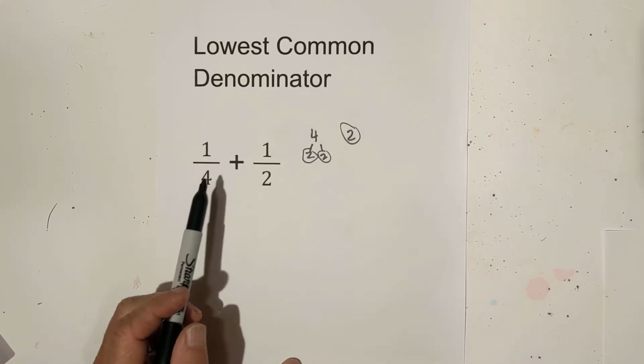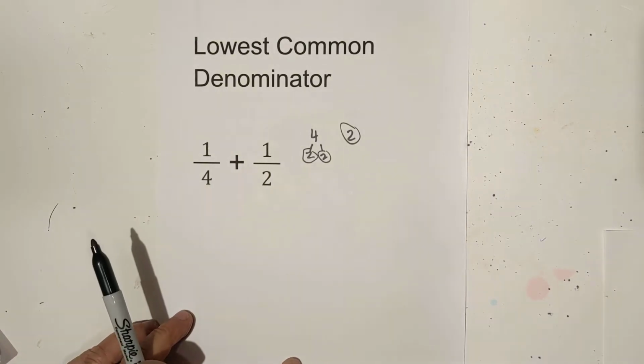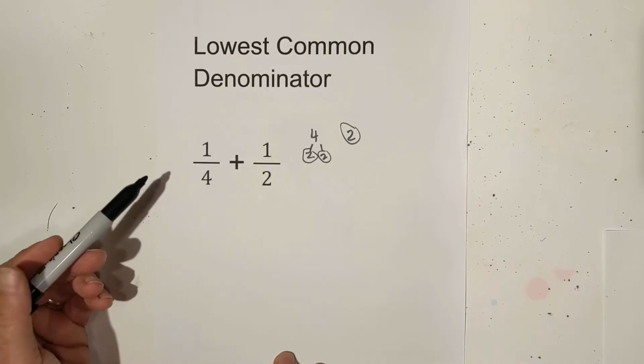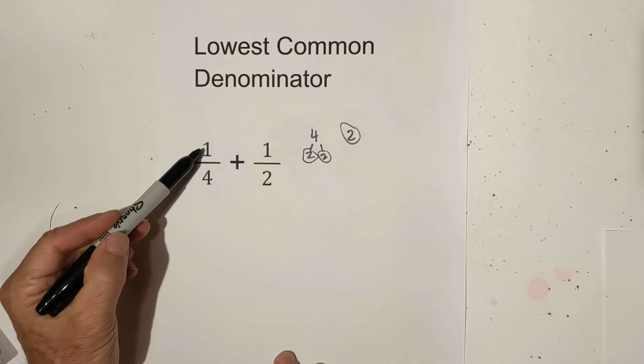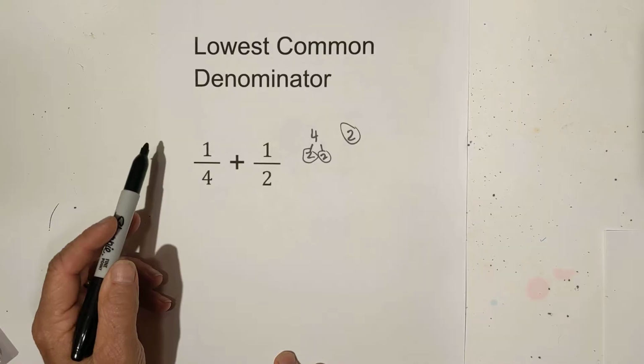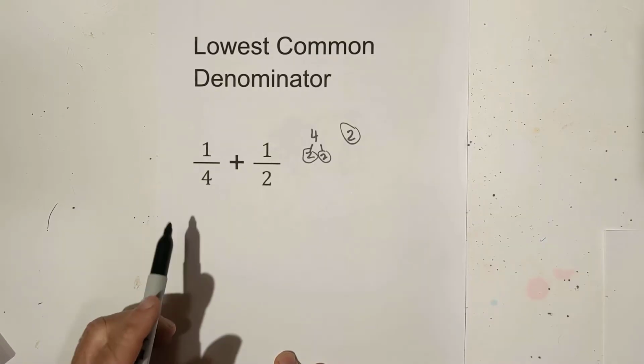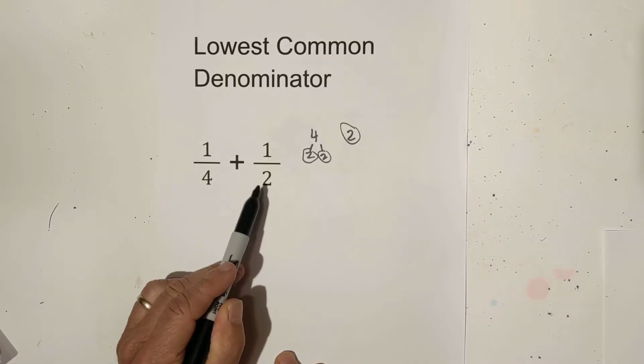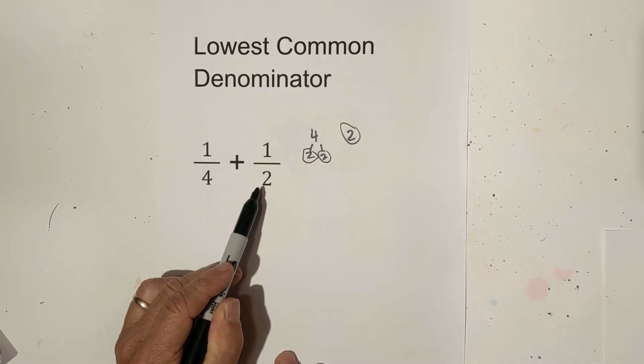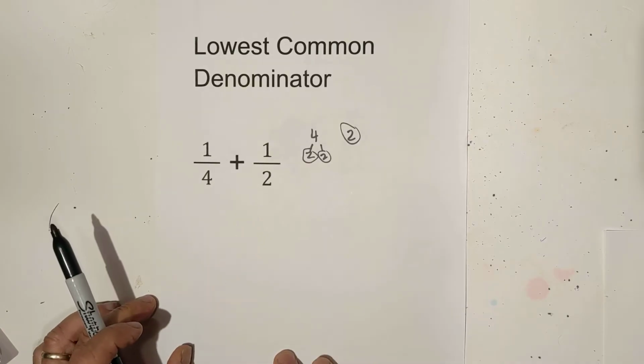In this video, let's go over how to find the lowest common denominator, or the least common denominator. Whenever you have fractions like 1/4 plus 1/2, in order to add them, you need the common denominator. In other words, the denominator needs to be the same. So let's get started on what to do.